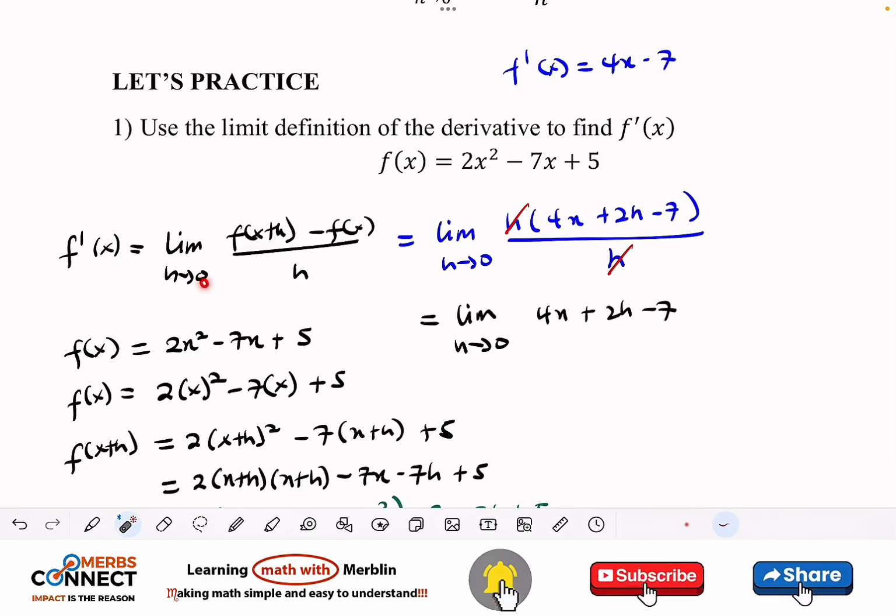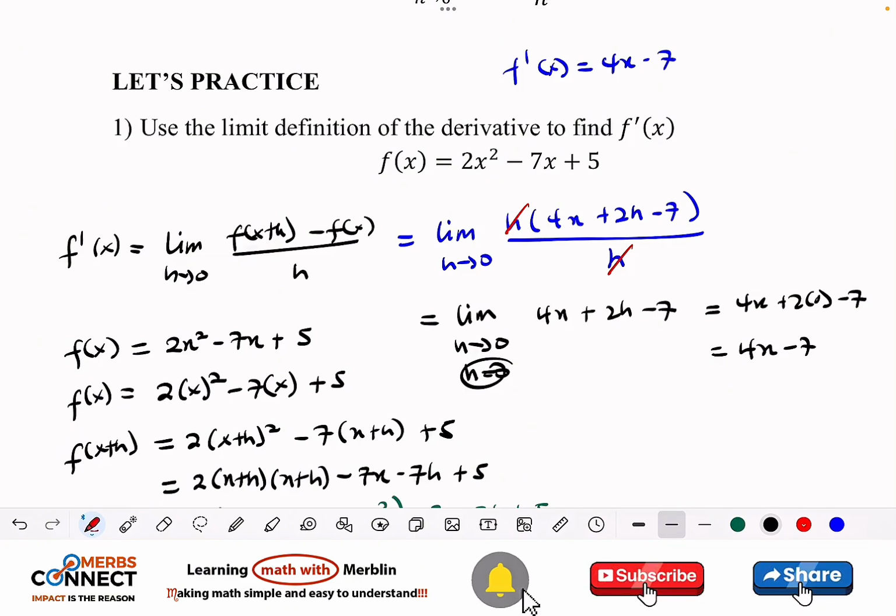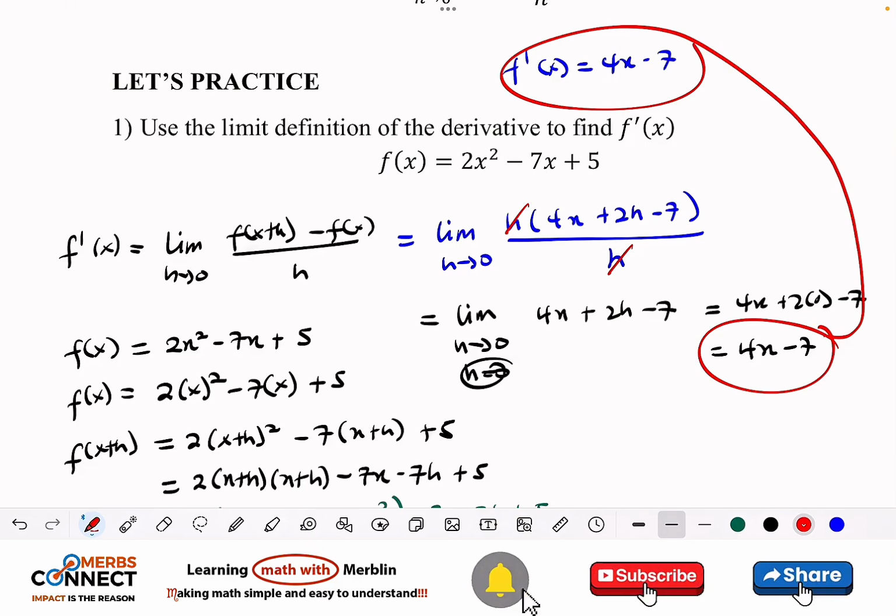We did this because we cannot plug in 0, because when you plug in 0, the denominator is 0, and we cannot do that. Now that we are not dividing by h, we can set h to 0 and just do direct substitution. So this is going to give us 4x plus 2 times 0 minus 7, which gives us 4x minus 7. You see that this is the same as that, confirming that indeed we've used the limit definition right. So this is how we do the limit definition using a polynomial function.